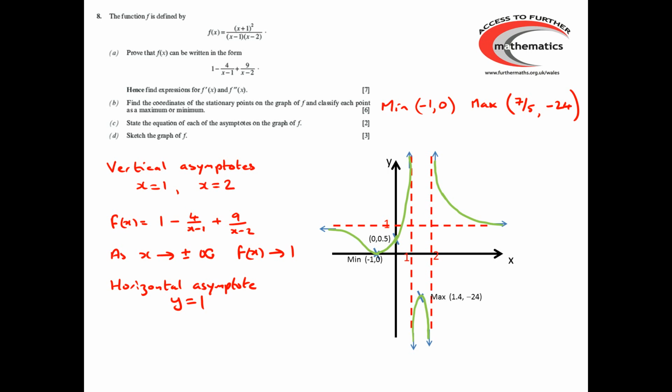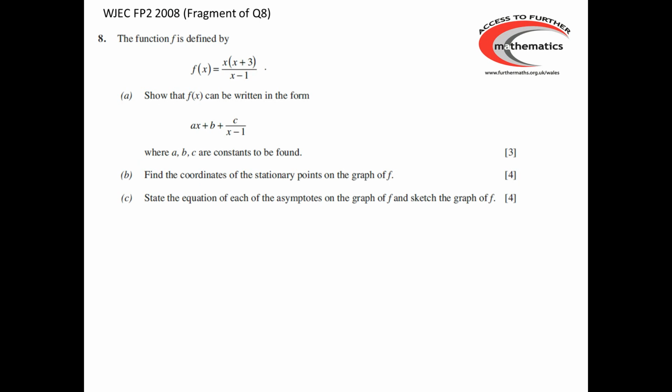So let's now move on to our final question, which comes from the 2008 paper. And in this case, we are looking at the function f of x is x times by x plus 3 divided by x minus 1. So the first bit says we've got to show that f of x can be rewritten in the form ax plus b plus c over x minus 1, where a, b and c are constants to be found.